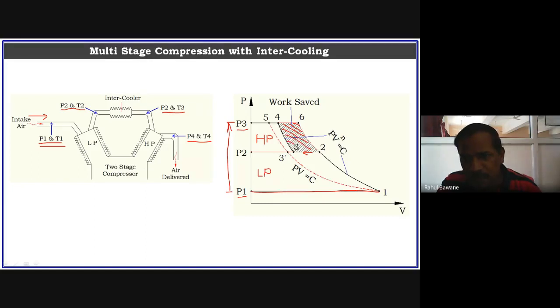So the best advantage, or the most important advantage, of this multi-staging is that it reduces the actual work input to the compressor. So it reduces the input power of that electric motor. So multi-staging is beneficial to reduce the overall work input to the compressor.